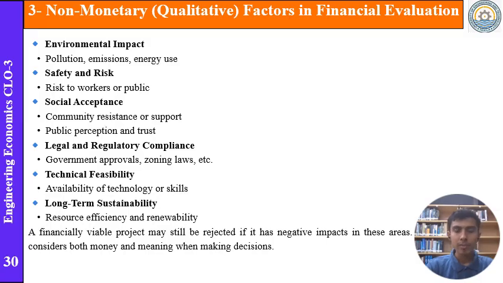The first one is the environmental impact. Suppose we are planning a project, we have to see whether there is any kind of emission from the project or not. Then the safety and the risk, and the third one is the social acceptance, that is, whether the communities are accepting it or not. Then the fourth one is the acceptance from the government, that is, whether the government will approve it or not. And then the long-term sustainability. So a feasible project may still be rejected if it has negative impacts.